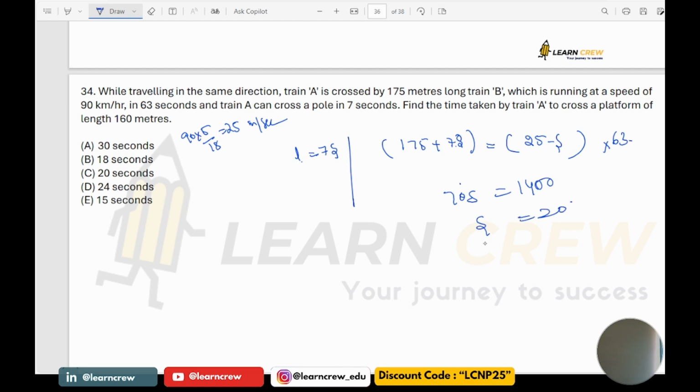Thereby the length of train A, L, is equal to 7 into S, which is 140. Now the time taken for train A to cross a platform: the required time would be the length of the train 140 plus the length of the platform 160, by the speed we got as 20, which is nothing but 15 seconds.